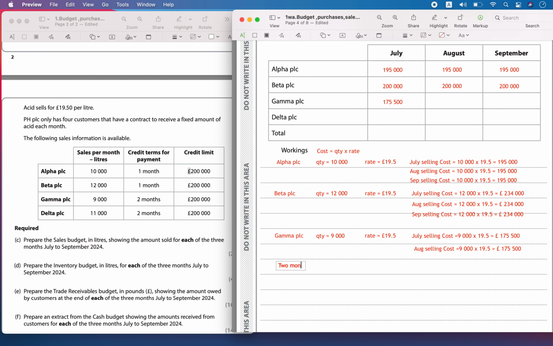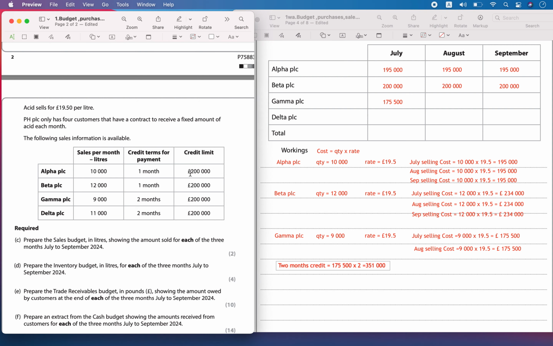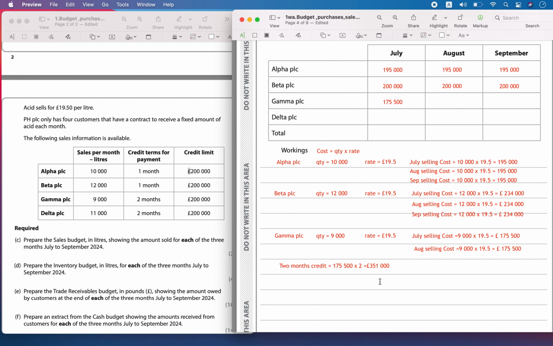Okay, 2 months credit will be equal to 175,500 times 2, that is equal to 351,000. Okay, 351,000 pounds. But this much I cannot see in the books because the maximum credit I can give is only 200,000. So beyond that, I cannot have it in the trade payables book. Okay, so 200,000 you will see in the month for the Gamma.